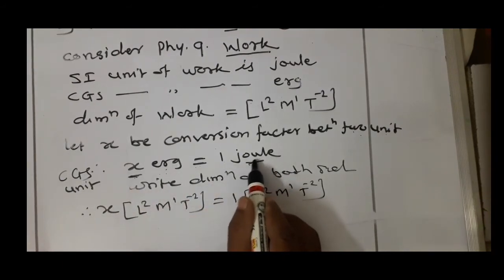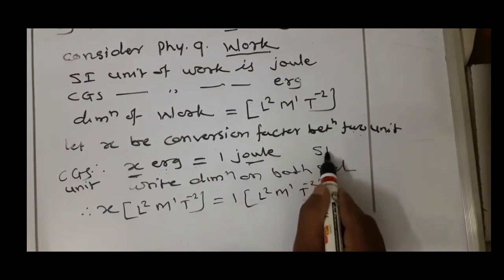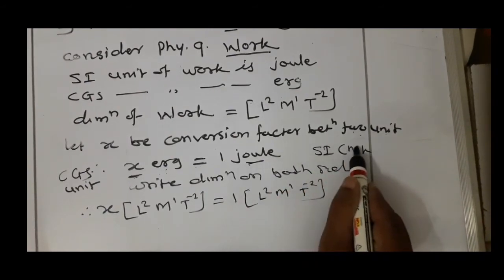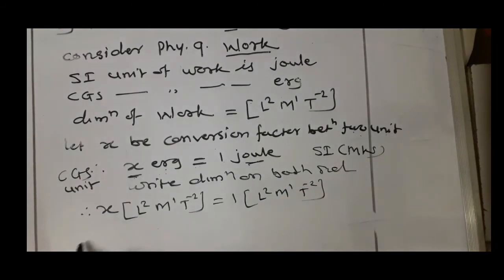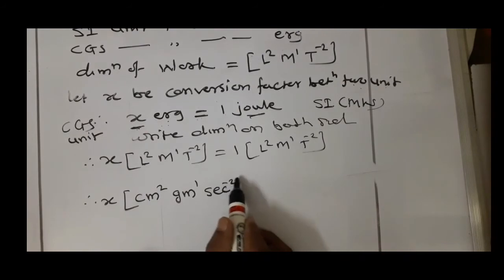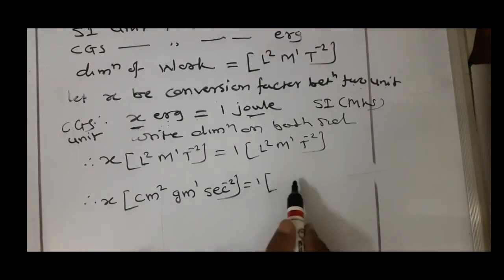And this joule is nothing but the SI unit, that is the MKS unit. Remember this, MKS or SI unit. Then we have to write here X into bracket, with L, the fundamental quantity length, which is measured in CGS unit, that is centimeter squared. L raised to 2, that is centimeter raised to 2. Mass is measured in CGS unit, that is the gram raised to 1. And time is measured in second raised to minus 2. Again, 1 is as it is.